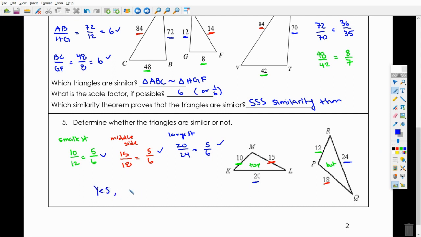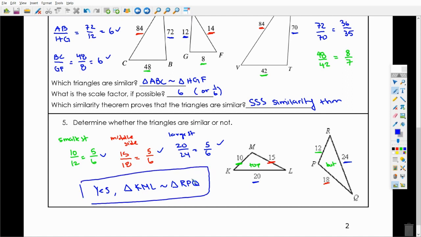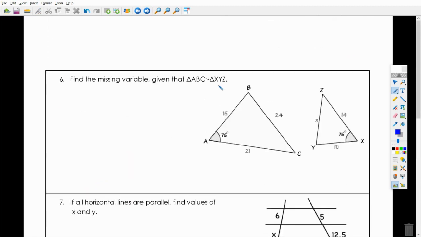So yes. And then here, to be specific, it's triangle MLK actually, and then triangle RPQ. Or this is fine. KML and then RPQ. All right.